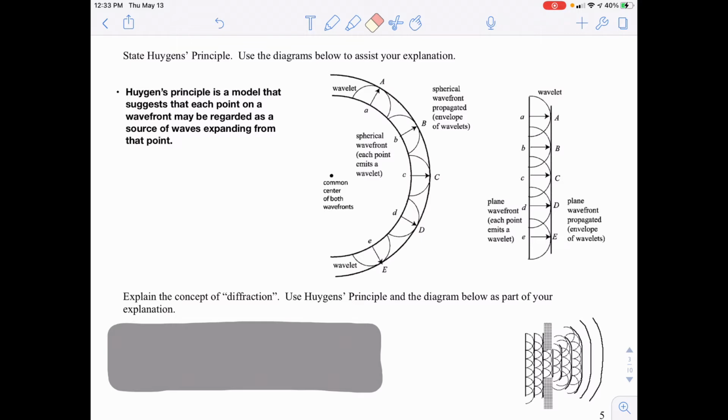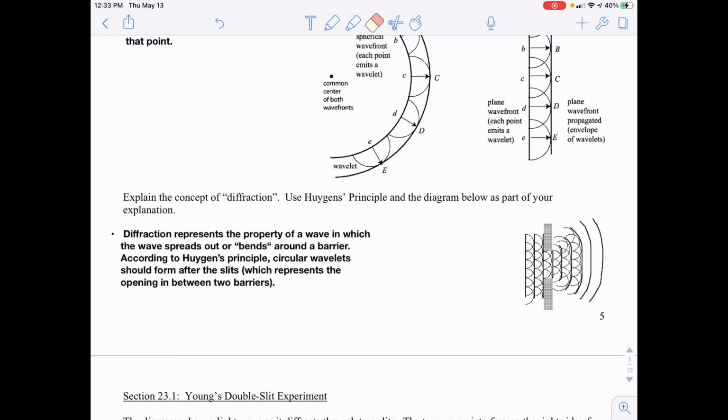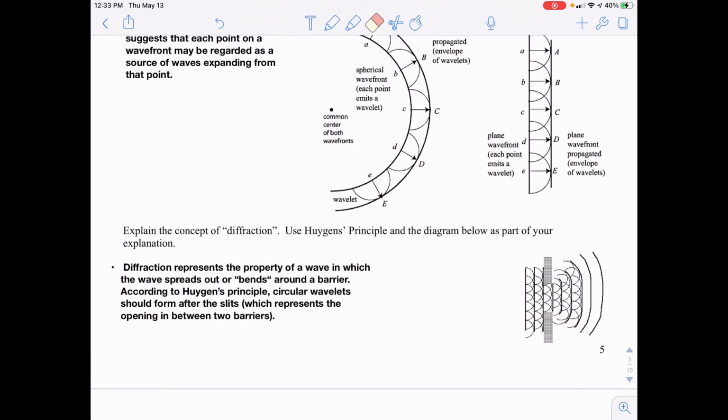And that helps explain not only wave interference, but it also helps explain wave diffraction around barriers. What is diffraction? Well, diffraction represents the properties of a wave in which the wave spreads out or bends around a barrier.